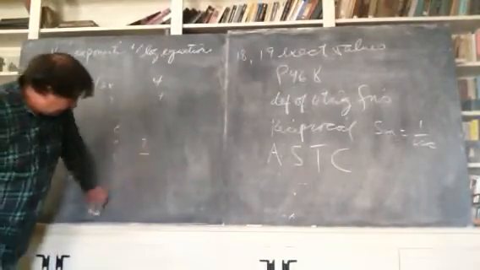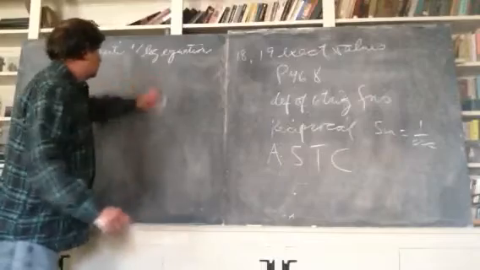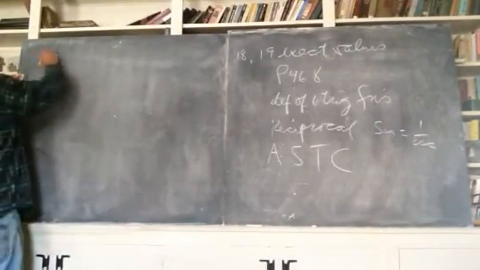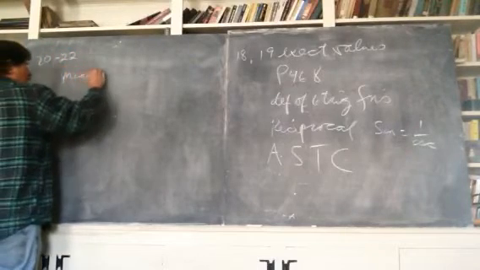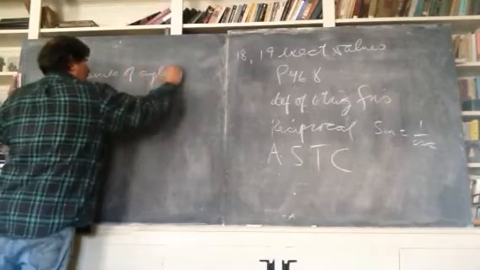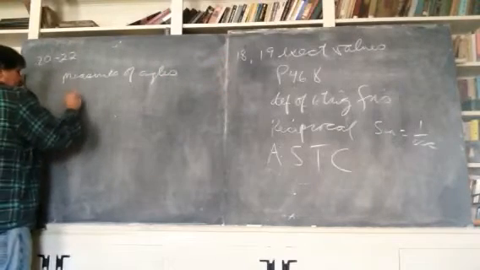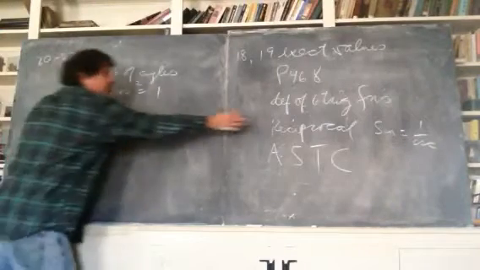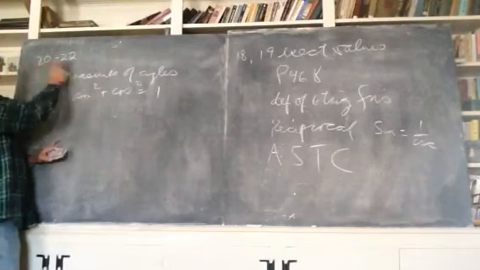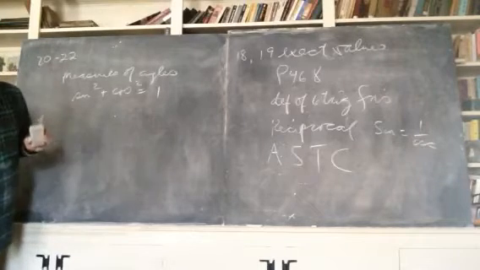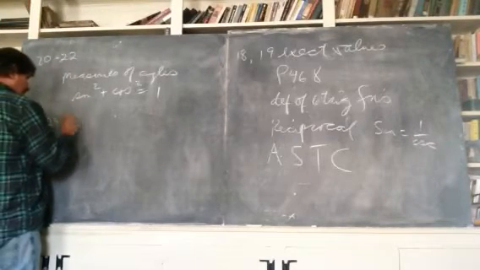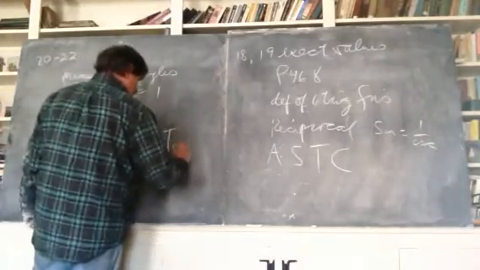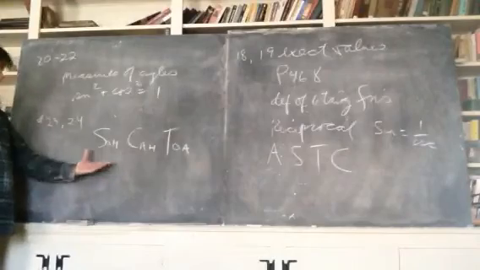And then the last are measures of the angles. Anything you know, we start with 20 to 22 measures. You need all of that plus sine squared plus cosine squared equals 1. The Pythagorean theorem. So you need all of this plus the Pythagorean theorem for 20 through 22. And the last 1 or 2 of them, 23 or 24, you need SOHCAHTOA. You need SOHCAHTOA for 23 and 24.